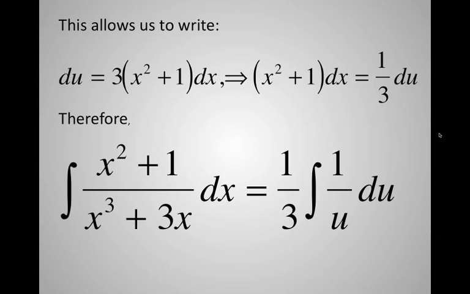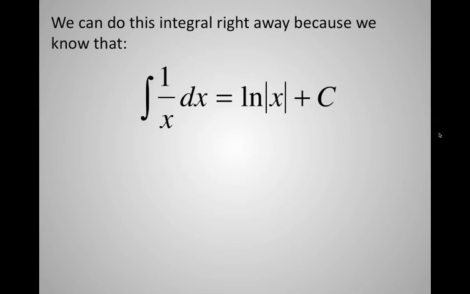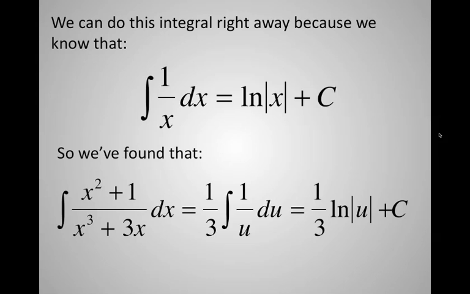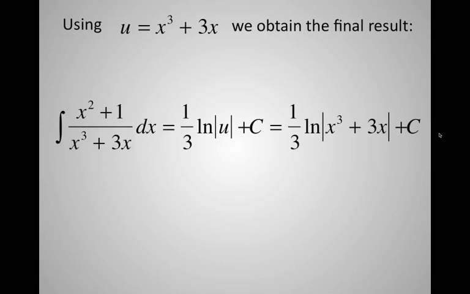Therefore, our integral of x squared plus 1 divided by x cubed plus 3x dx can be written as 1/3 the integral of 1 over u du. And that's a simple integral we know how to do, because the integral of 1 over x dx is just the natural log of x plus c. So, using our change of variable, we found that the integral of x squared plus 1 over x cubed plus 3x is 1/3 the integral of 1 over u, which is 1/3 natural log of u plus c. So now we've got to change variables back again. Using u as x cubed plus 3x, we obtain the final result: the integral of x squared plus 1 over x cubed plus 3x dx is 1/3 log of u plus c, which is 1/3 log of x cubed plus 3x plus c.